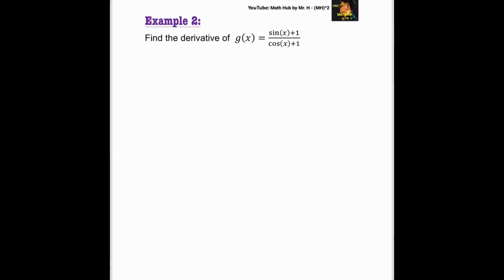Find the derivative of g of x equals sine x plus 1 divided by cosine x plus 1. All right, so by looking at the given function, I am sure that some of you initially thought about quotient rule, which is actually correct. You can apply quotient rule here. And maybe some of you are more comfortable using another rule to find the derivative of this given function. You can always follow that as long as you do the math right.